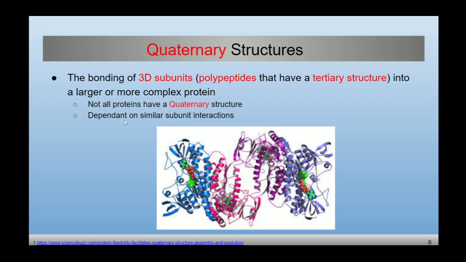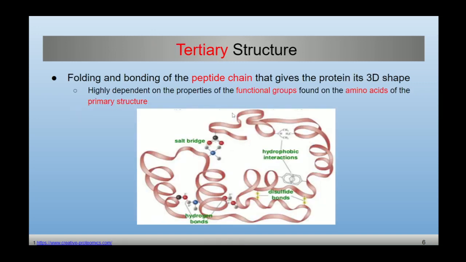The second thing to note is that the quaternary structure and how it folds and curls up, as shown in this diagram, is highly dependent on similar subunit interactions as the interactions that we talked about in the tertiary structure.